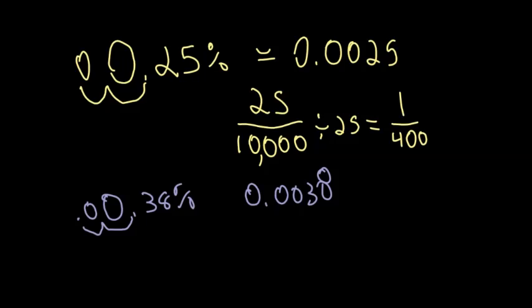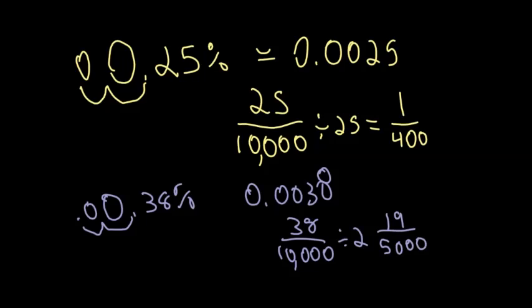So again, you can make that a fraction by putting it over its place value. So it would be 38 over 10,000. You can divide 38 and 10,000 by 2. 38 divided by 2 is going to give you 19. And 10,000 divided by 2 is going to give you 5,000. So your 38 hundredths of a percent would equal 38 10,000ths, and reduced as a fraction would be 19 5,000ths.